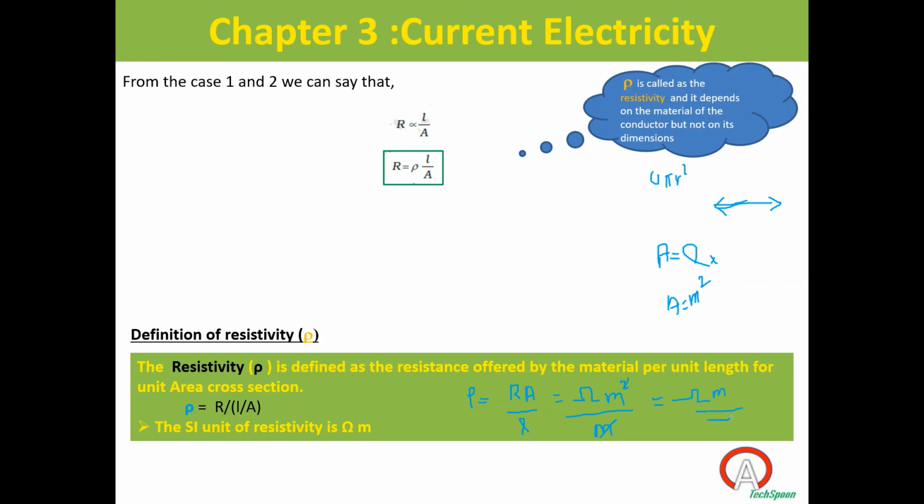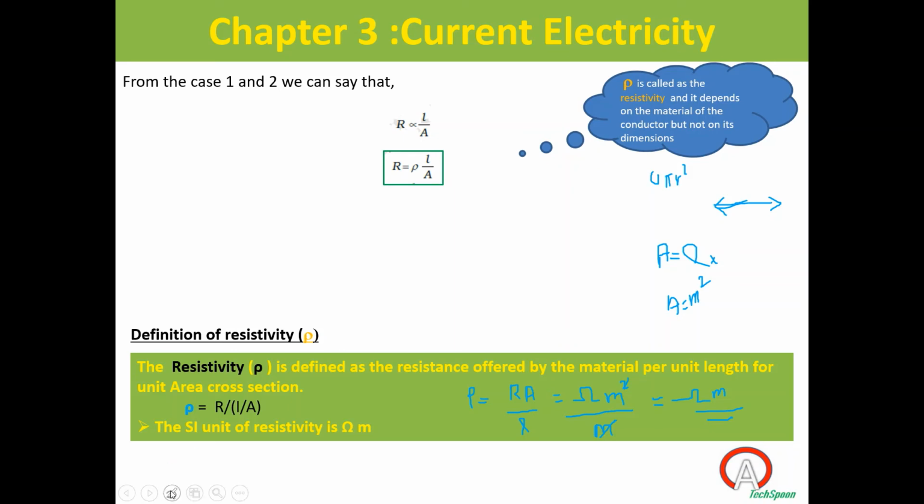So this is the method to derive any unit. You need to substitute the units of each component of the equation, then solve the equation. You will get the unit for that particular quantity. Here the unit of resistivity is ohm meter. So how this ohm meter comes, is it clear to all of you?